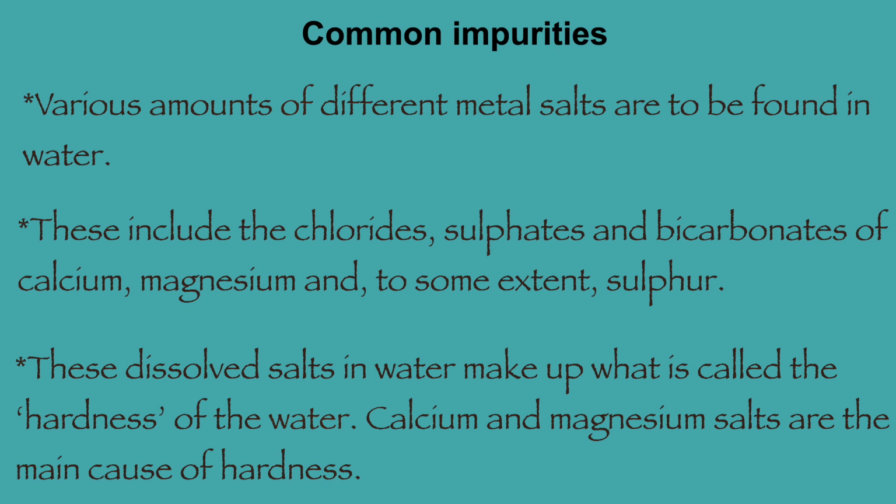Common impurities. Various amounts of different metal salts are to be found in water. These include the chlorides, sulfates and bicarbonates of calcium, magnesium and to some extent sodium. These dissolved salts in water make up what is called the hardness of the water. Calcium and magnesium salts are the main cause of hardness.